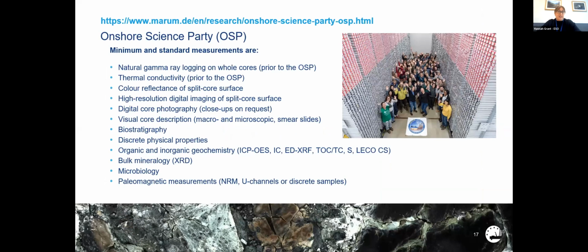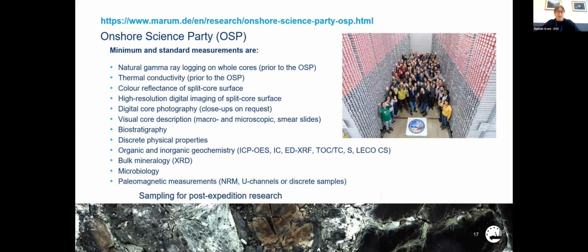So this is a typical list of analyses carried out at the onshore science party. I'll let you read them for yourself. But what I will say is that the results from these analyses are published in the expedition report, which goes online 1 year after the onshore science party ends. And during that initial year, the science party have exclusive access to all the expedition data.